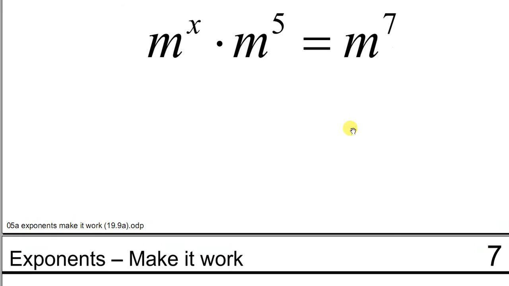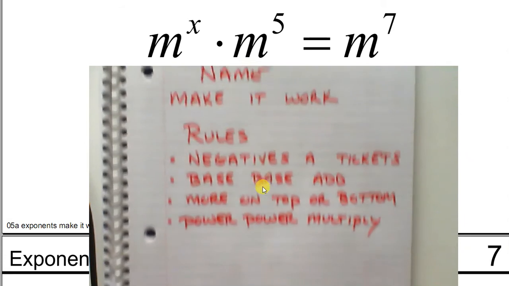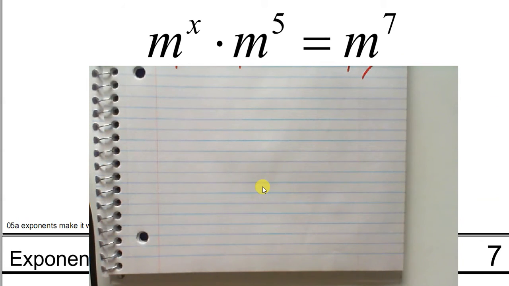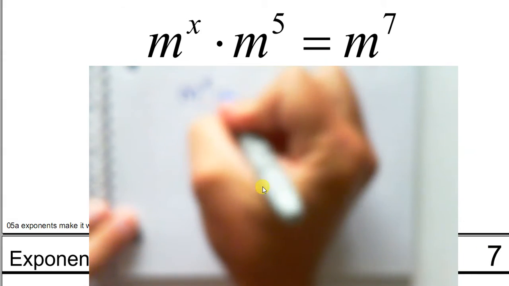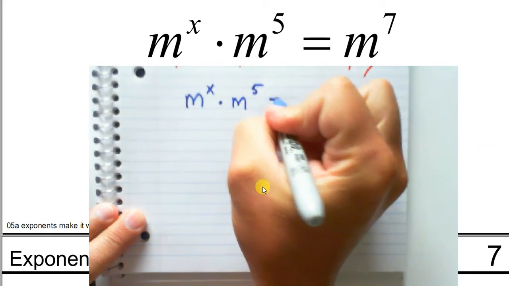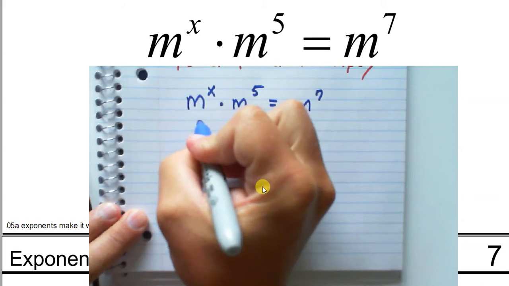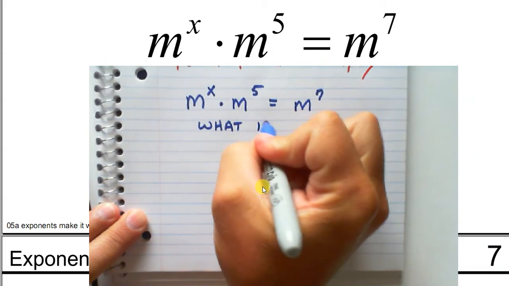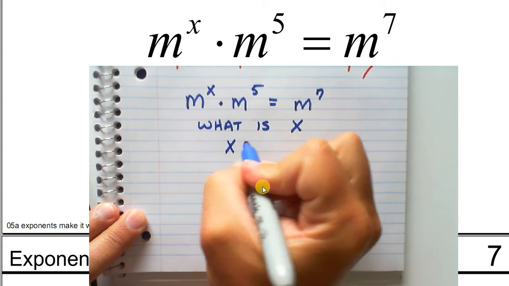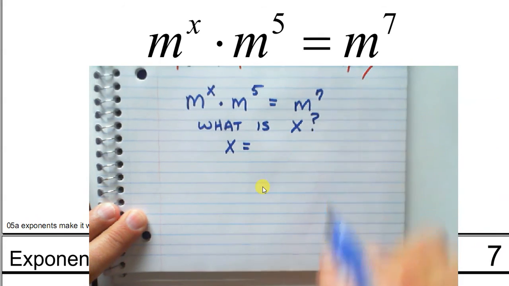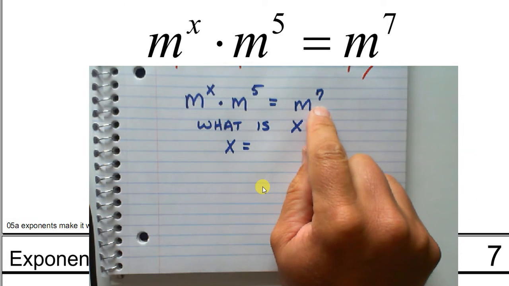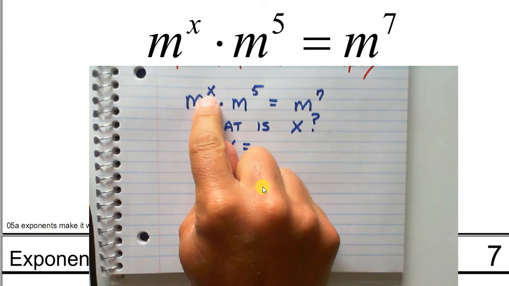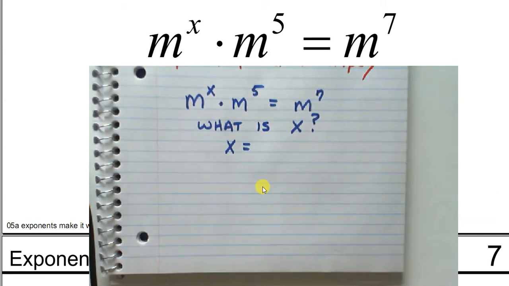So here's our first one. If I have m to the x times m to the fifth, and I know that equals m to the seventh, what is x? Well, I know I need a total of 7 m's up here. I have 5, which means I need 2 more. 2 plus 5 equals 7. X equals 2. We made it work. That's the game.